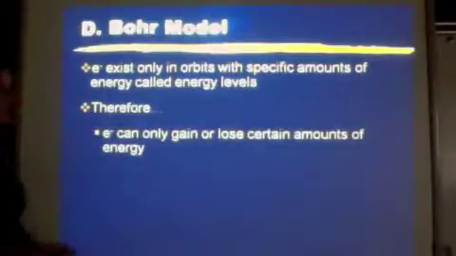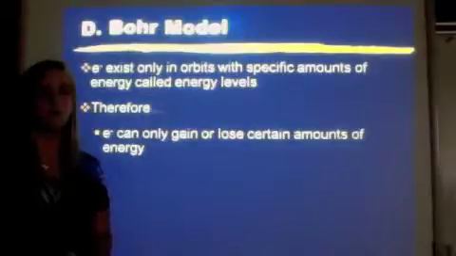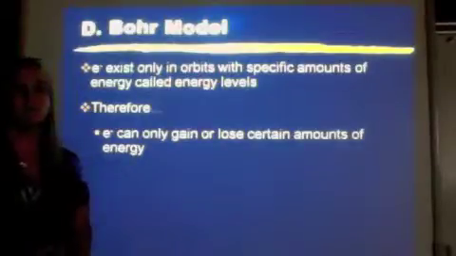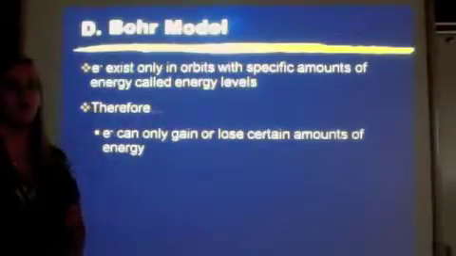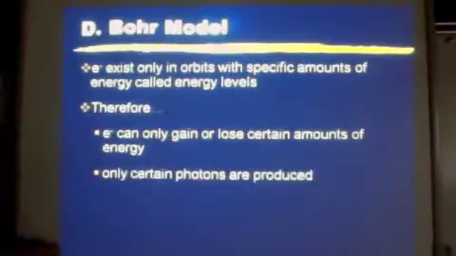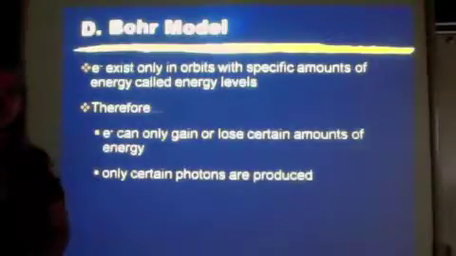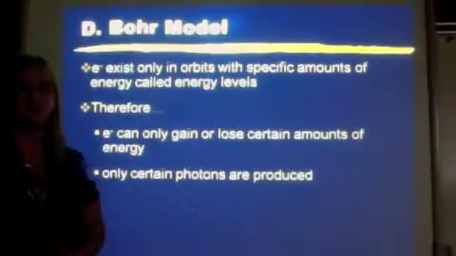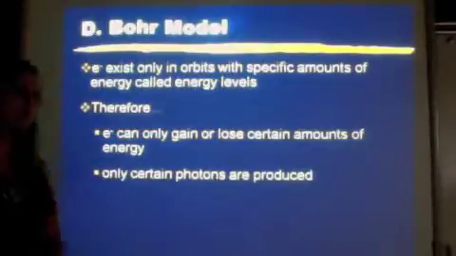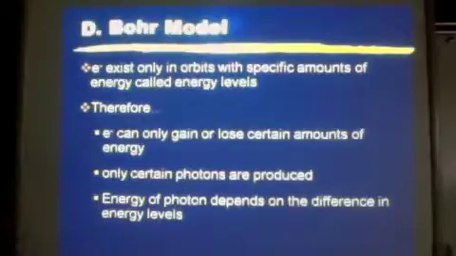Therefore, electrons can only gain or lose certain amounts of energy. So if you're sitting on energy level 1, you're only going to be able to go up a certain amount of levels or go down. So your energy is based on that. Therefore, only certain photons are produced. And this is where we're getting light from, electrons jumping up and down inside the atom. So the energy of a photon depends on the difference in energy levels.